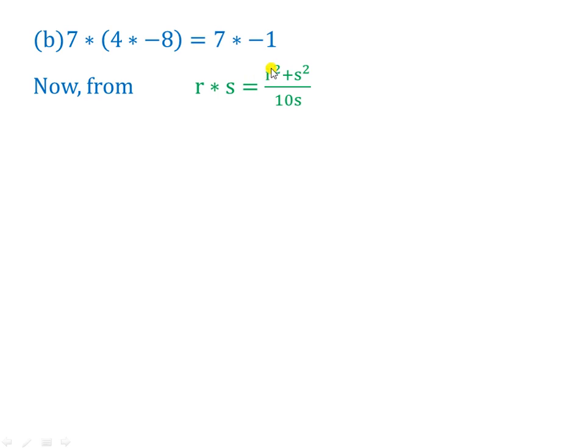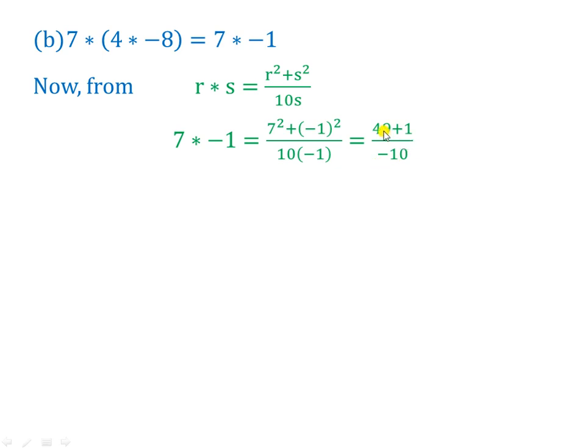So it means wherever we have R, we shall put 7, and wherever we have S, we shall put negative 1, and negative 1 here also. So that is basically what we are going to do. So we substitute R as 7 and S as negative 1. But make sure you maintain the squares in the numerator. Then in the denominator we had 10S, so it will be 10 times negative 1. When you square this correctly with your calculator, you will come up with 49 plus 1 divided by negative 10.